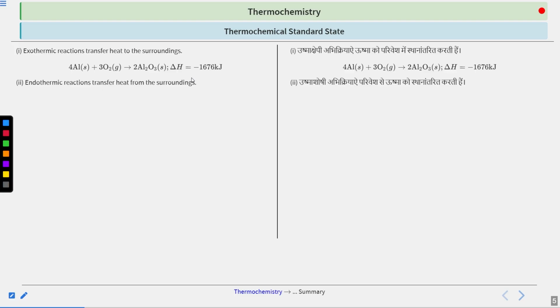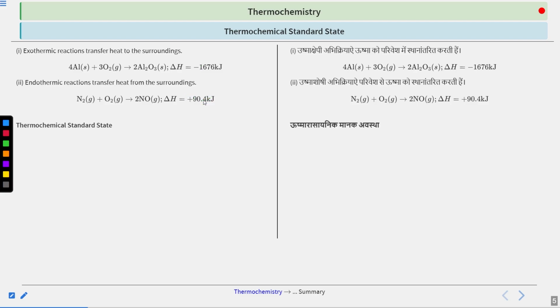Now the opposite of that would be endothermic, in which the system takes up heat from the surroundings, and for that we have taken the example of N2 and O2 giving us 2 moles of NO. Here we have a positive sign, meaning the system is taking the heat, which is 90.4 kilojoules.